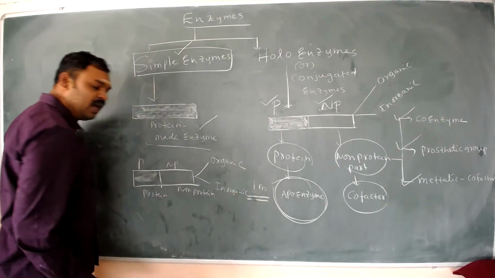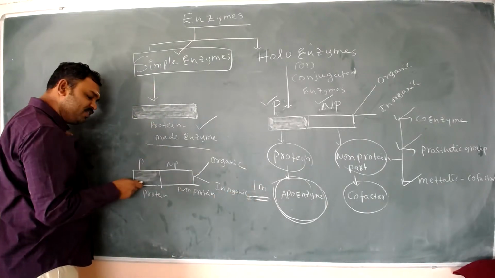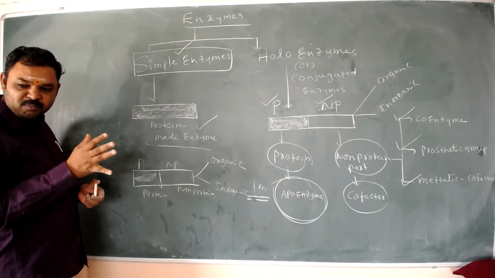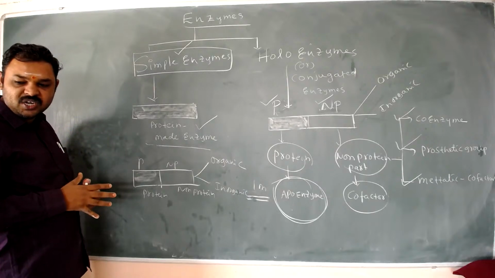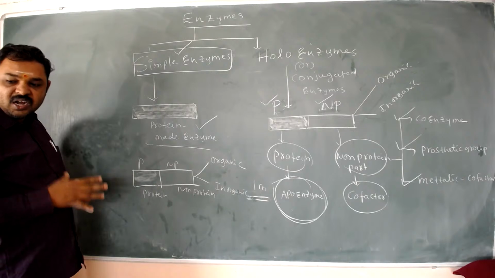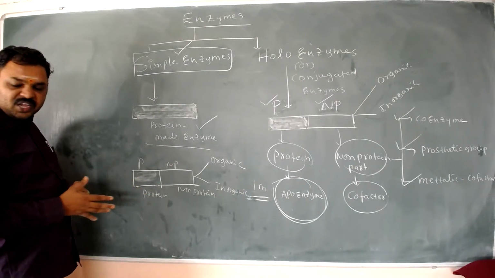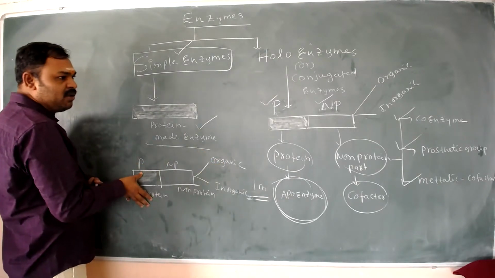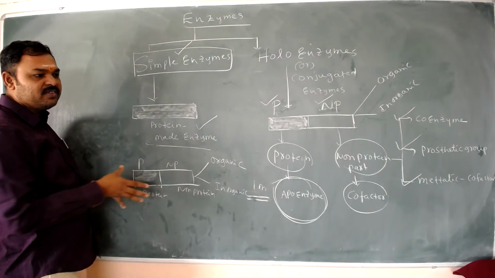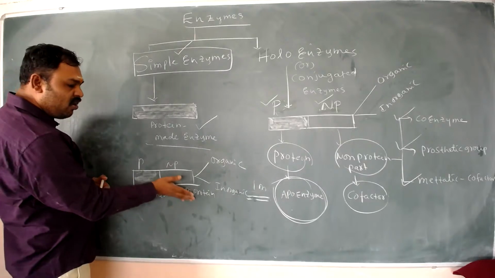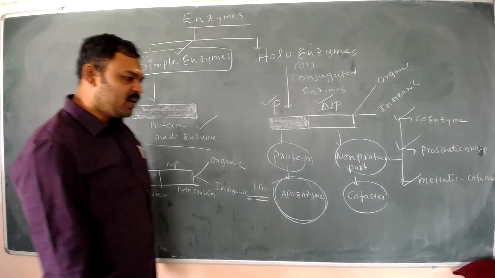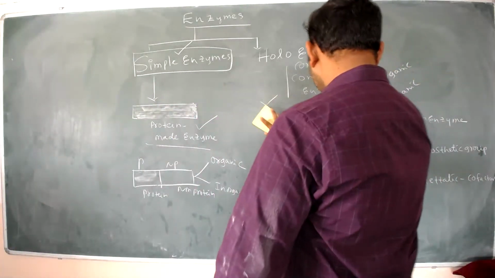But how will the organic composition bind to the protein? Loose association or tight association. The non-protein part made with organic composition may loosely bind to the protein part, the apoenzyme, or tightly bind to it. If organic and loosely bound, it is called a coenzyme. If tightly bound, it is called a prosthetic group. If it is inorganic composition, it is called a metallic cofactor. You see, we come to the holo enzyme here.